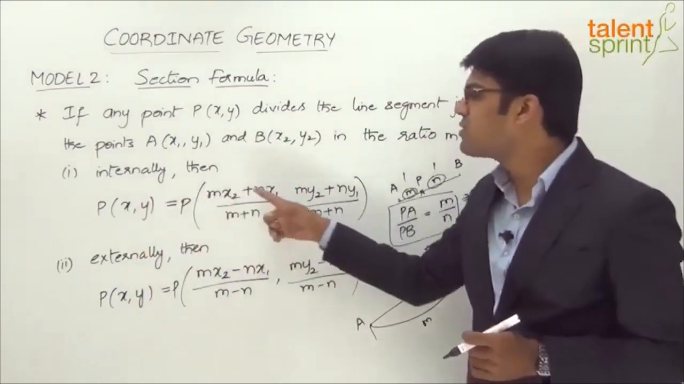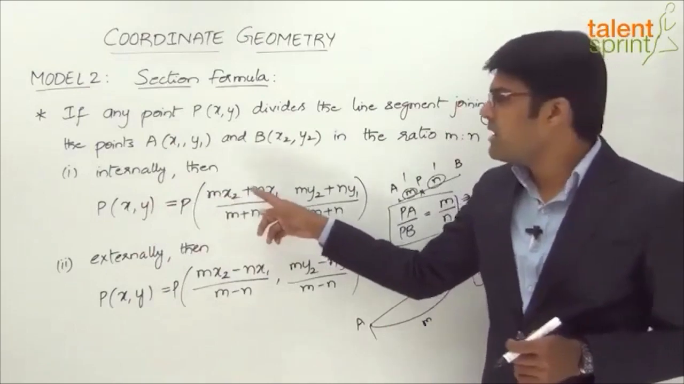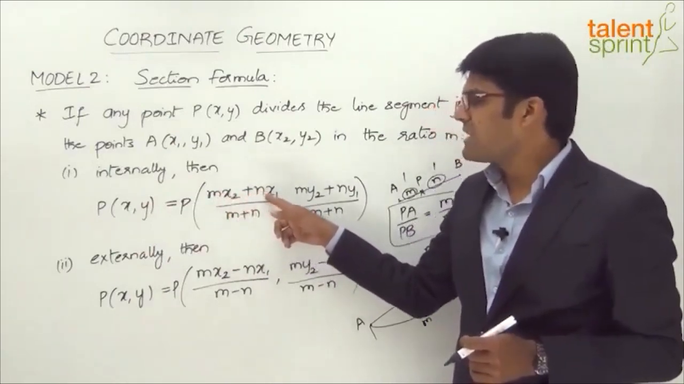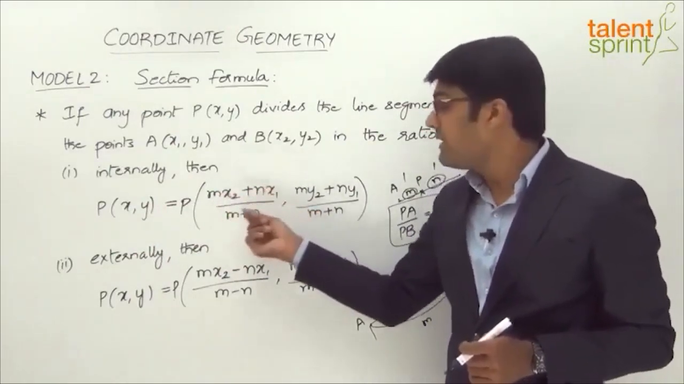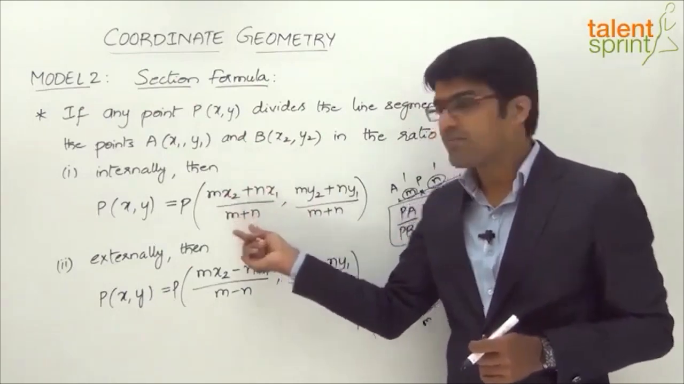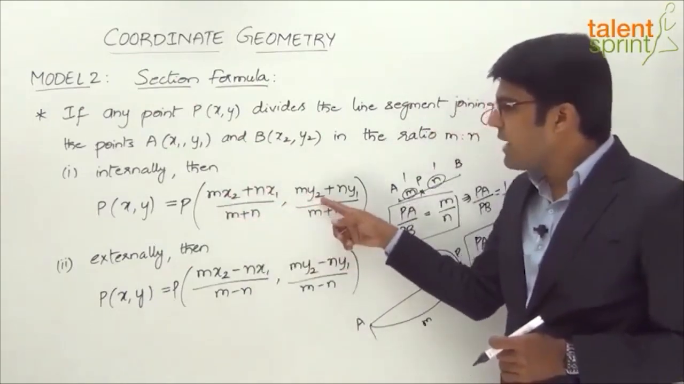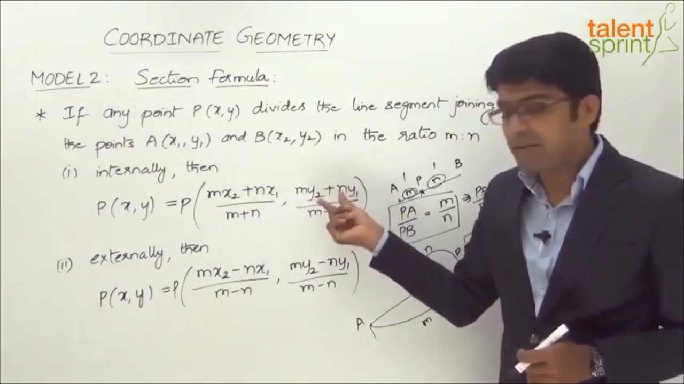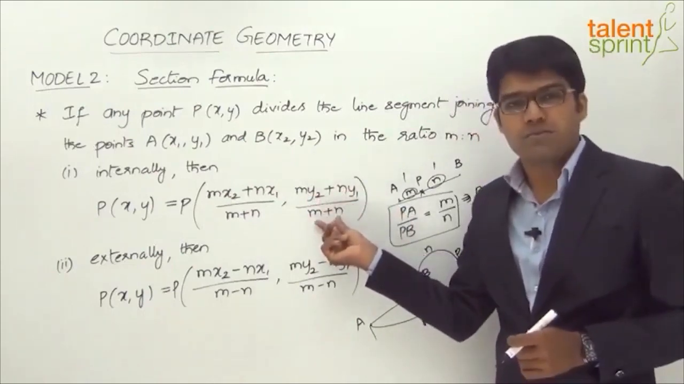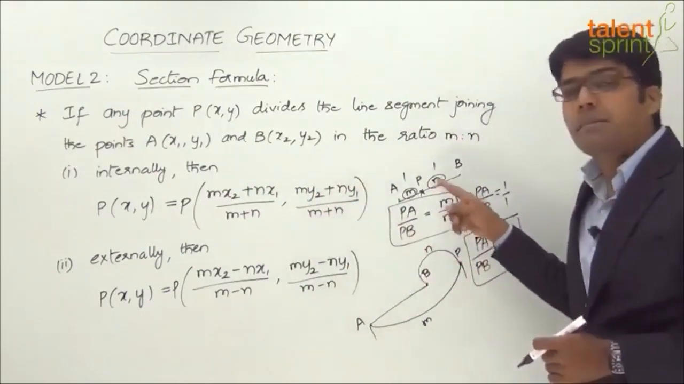Just substitute m equals 1 and n equals 1. So 1x2 plus 1x1, which is basically x2 plus x1, divided by 1 plus 1, 2. And likewise, 1 into y2 plus 1 into y1, so y2 plus y1 divided by 1 plus 1, 2. So in that case, we see that P is the midpoint, right?